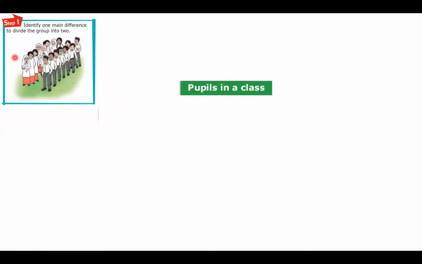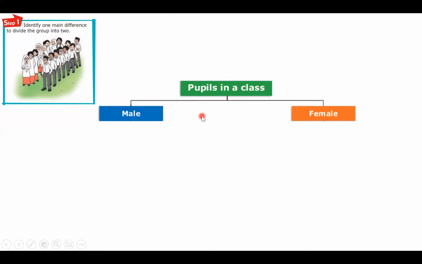So step one, identify one main difference to divide the group into two. So how can you divide them? You can divide them according to male and female, according to their gender.